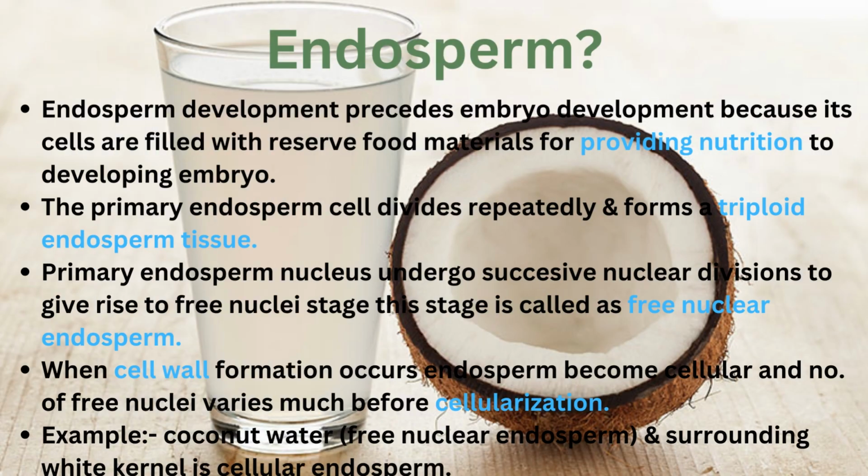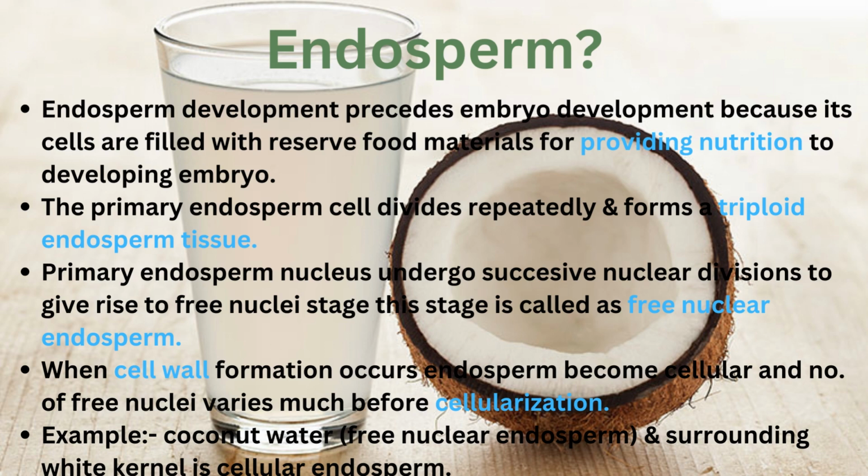Now, endosperm. What is endosperm? Endosperm development precedes embryo development because its cells are filled with reserve food materials to provide nutrition to the developing embryo. The primary endosperm cell divides repeatedly and forms triploid endosperm tissue. Primary endosperm nucleus undergoes successive nuclear divisions to give rise to the free nuclei stage. This stage is called free nuclear endosperm. When cell wall formation occurs, endosperm becomes cellular, and the number of free nuclei varies much before cellularization.